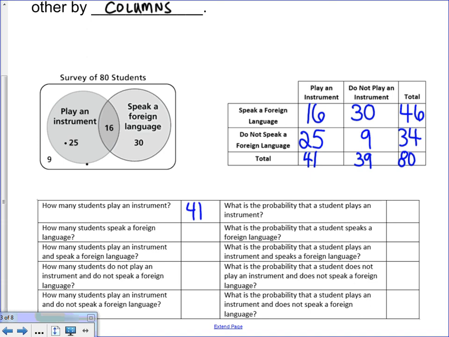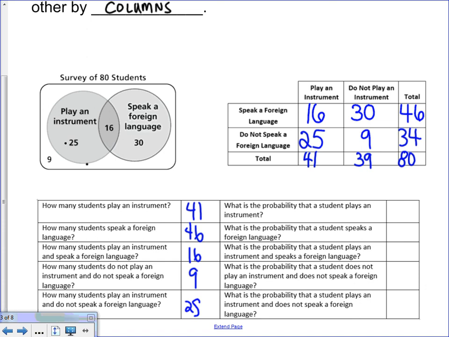Same for how many students speak a foreign language. If you just look at the Venn diagram, you might be tempted to just answer those 30 people, but you're leaving out the 16 people in the intersection who also speak a foreign language, and those are 16 different people. So we want to say how many people speak a foreign language. We're reading that top row. It should be the number 46. Now, for the other ones, I think we're okay, and we'll choose values coming directly from your Venn diagram. We'd have 16, 9, and 25.